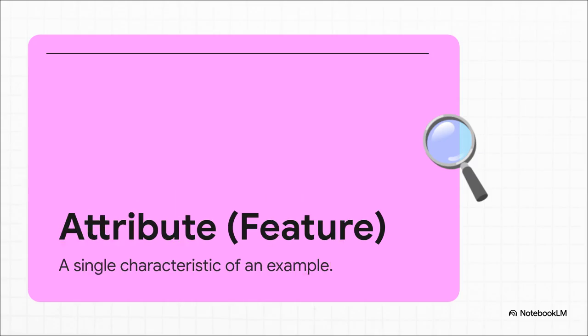Right, so if an example is the whole row, then an attribute, which you'll also hear called a feature, is just a single piece of information in that row. If our example is that customer, the attributes would be things like their age, their income, their debt. In our spreadsheet world, these are just the individual columns.